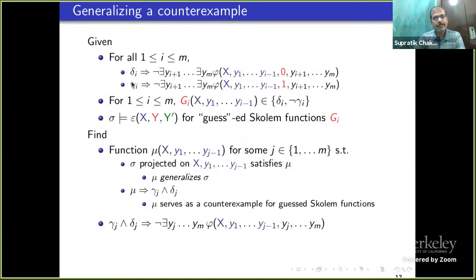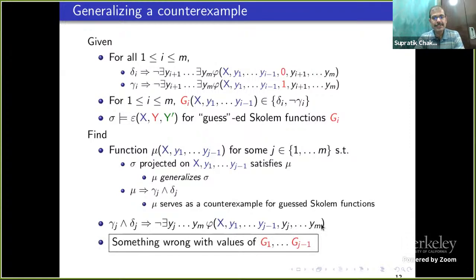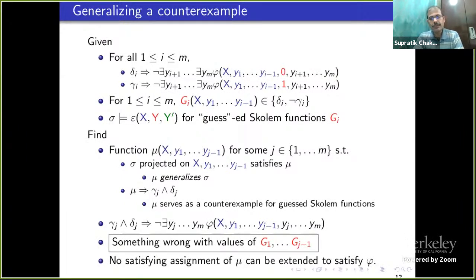And why is that? Because if you look at the definition of gamma j and delta j, you will notice that if you conjoin them, you figure out that there is no way of setting values to yj through ym which will make phi evaluate to true. So gamma j and delta j implies that for all values of yj through ym, negation phi will evaluate to true. So this means that there is something wrong with the values that we have set to g1 through g(j-1), and no satisfying assignment of mu can be extended to satisfy phi.